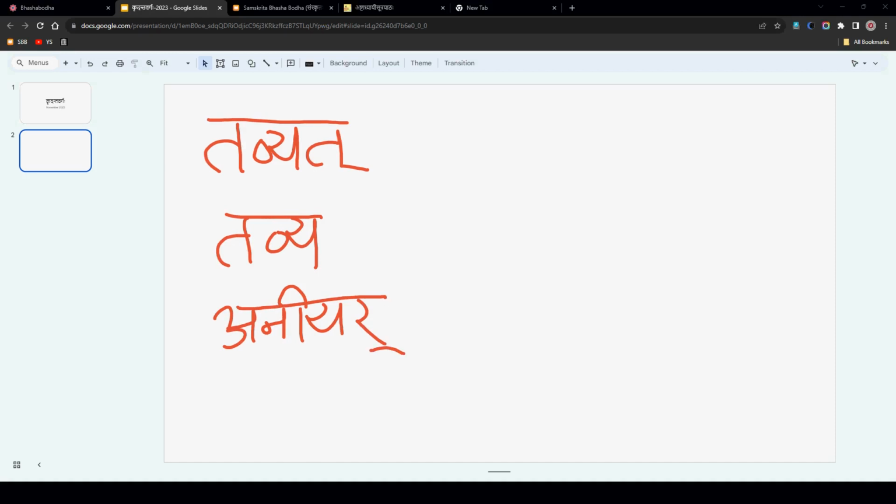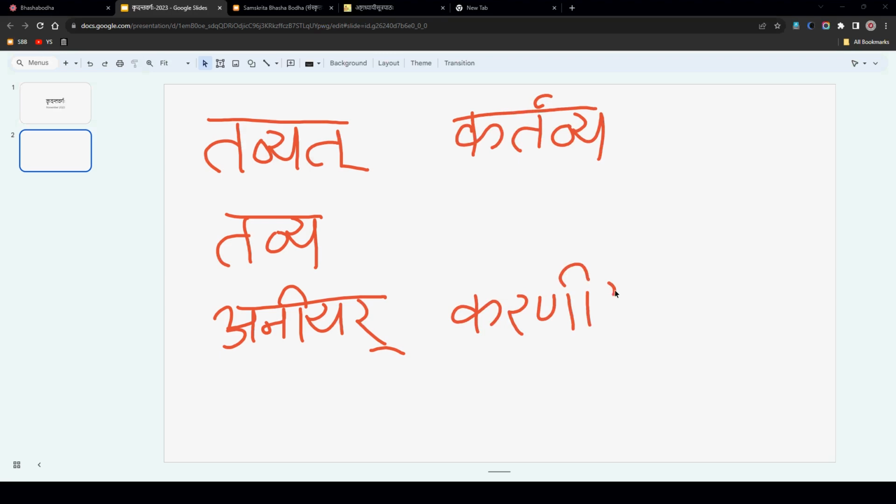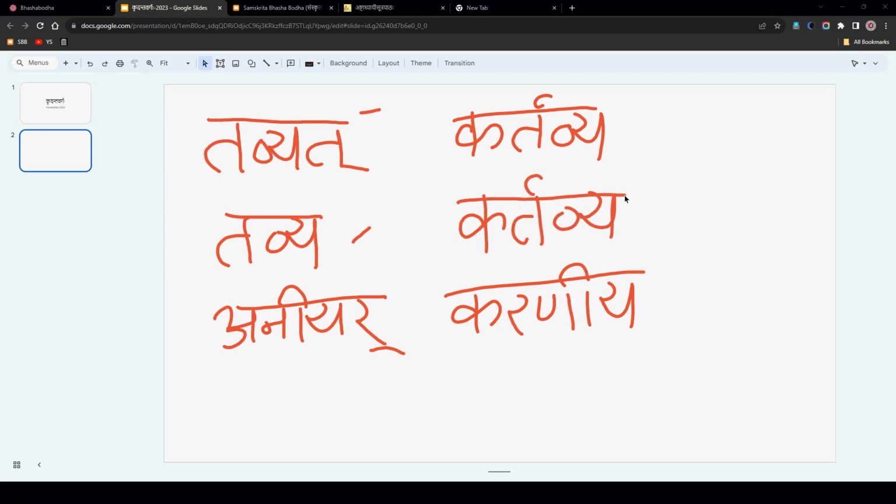So we are looking at these three pratyayas, Tavyat, Tavya, Aneeyar. Examples we saw: Kartavya, Karaniya. Now there is a question, right? Why are there these two different pratyayas when the end form is the same for both?